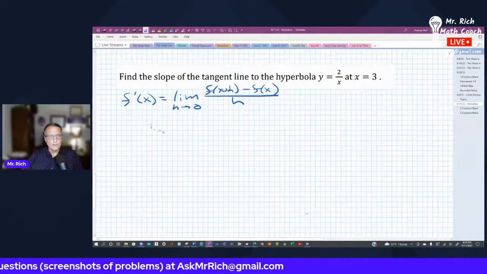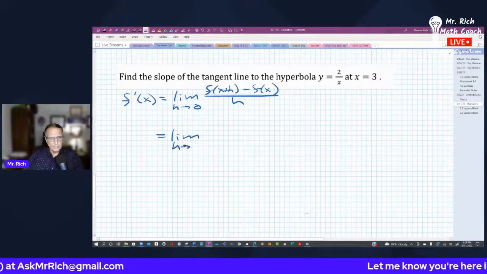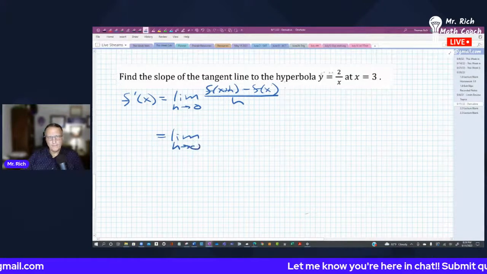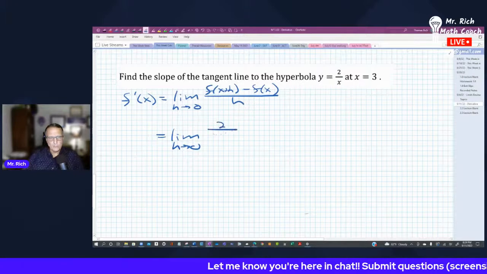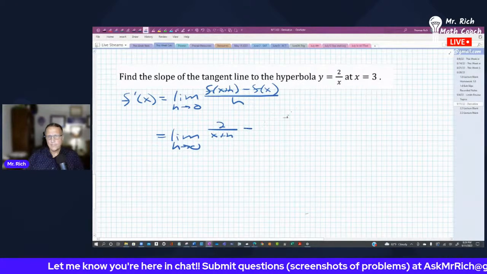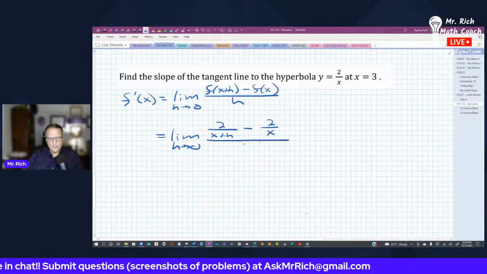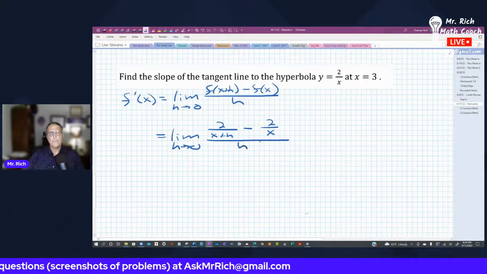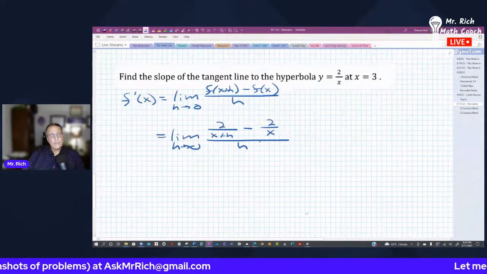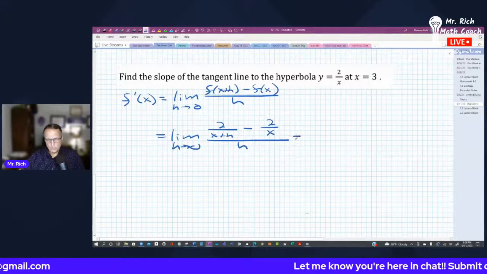Right now, what I'm going to do is evaluate this limit by finding f of x plus h. Well, that would be 2 over x plus h minus f of x, which is 2 over x. And that is all over h. Now, in order for me to evaluate this, I do want to combine these into one fraction.